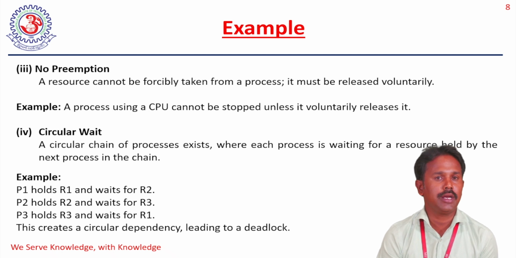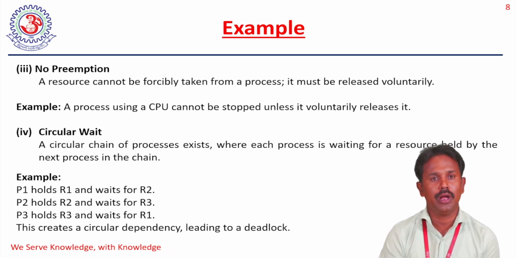Then coming to circular wait: process P1 holds resource R1 and waits for R2. P2 holds resource R2 and waits for R3. Process P3 holds R3 and waits for R1. This creates a circular dependency. All the processes P1, P2 and P3 cannot complete their task.